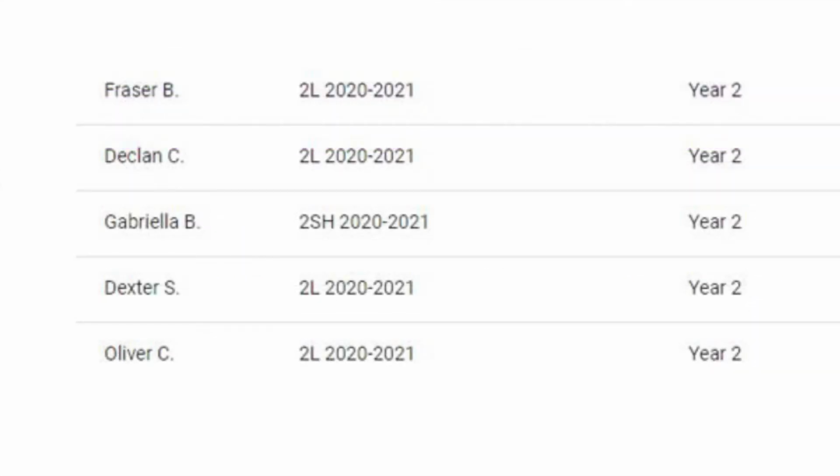And this is the leaderboard from the last 7 days. So these are the people that have earned the most coins in the past week. Well done Fraser, Declan, Gabby, Dexter and Ollie. Anyone who's been on either leaderboard will receive a dojo, so well done.